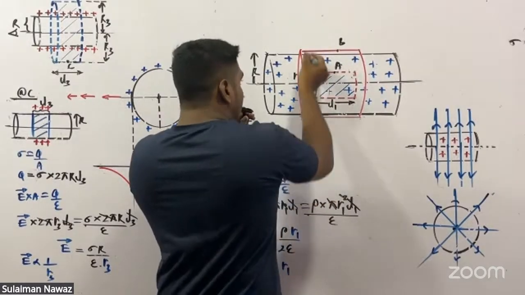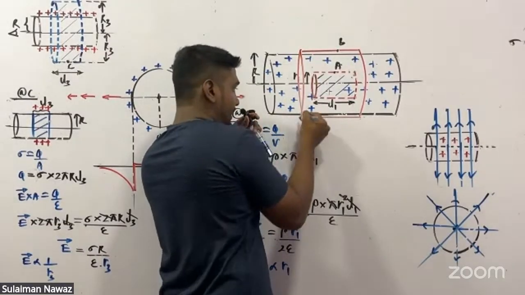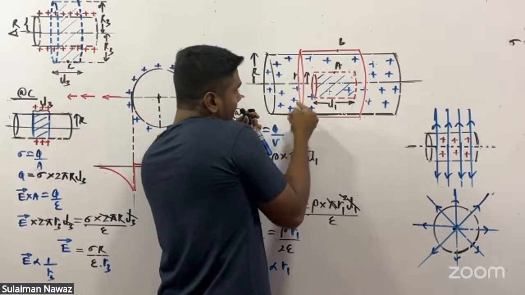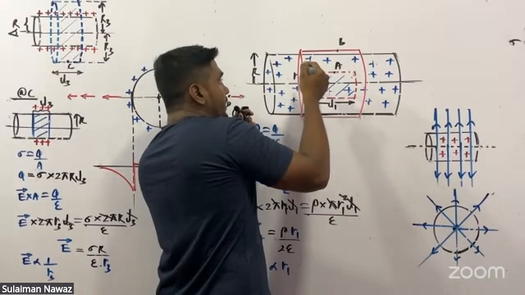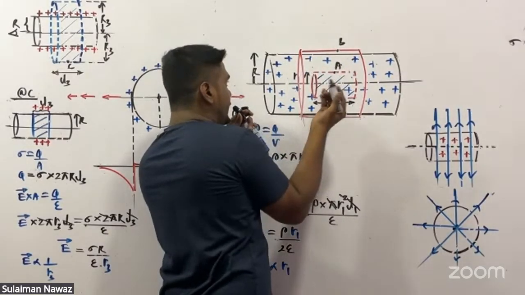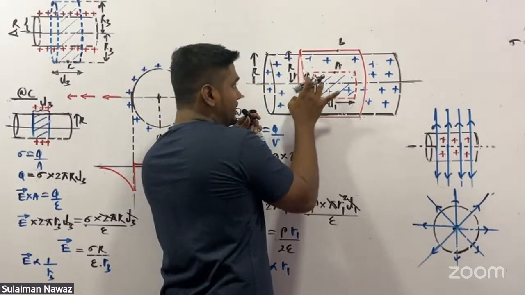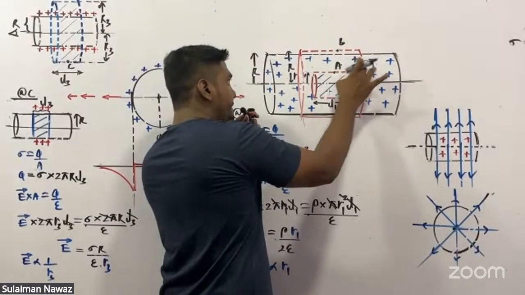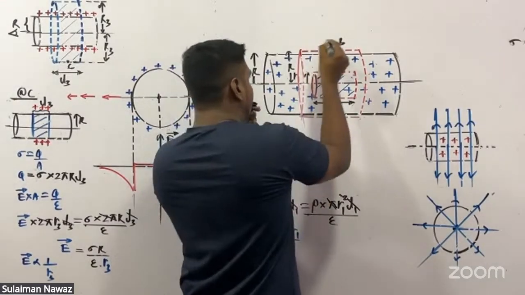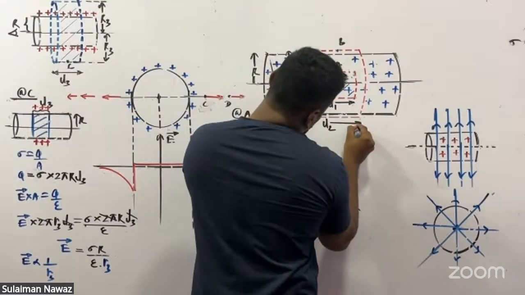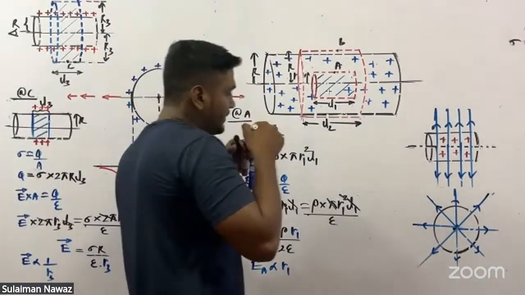The radius of this second red color Gaussian surface, let's say this radius is capital R, because I'm going to consider intensity just outside the cylinder. So this red color Gaussian cylinder radius is the same as capital R. To represent a Gaussian surface, you should use dotted lines. And the length of this is going to be, let's say, L2.